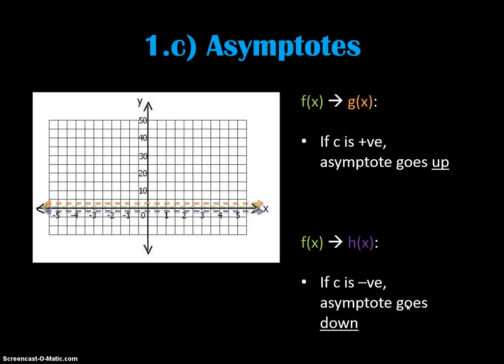So if we take a look at the asymptotes, we notice that the same is true for the asymptotes. When c was positive, the entire graph went up, which means that the asymptote also went up. In this one, c was negative, so the asymptote went down with the rest of the graph.